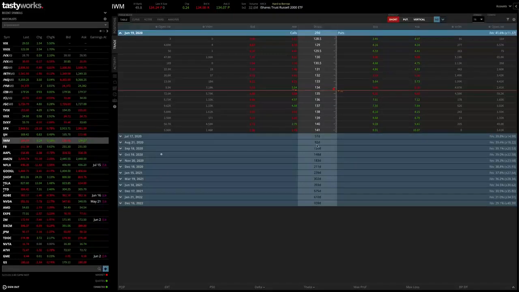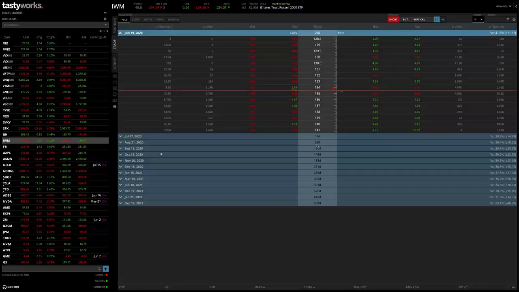But I want to talk about a couple things really quickly before we get to actually trading options. I want to talk about the bid and the ask price, and then I want to talk about volume and open interest, as I already kind of did before, but I just want to go a little bit more in depth. First, the bid and ask price.